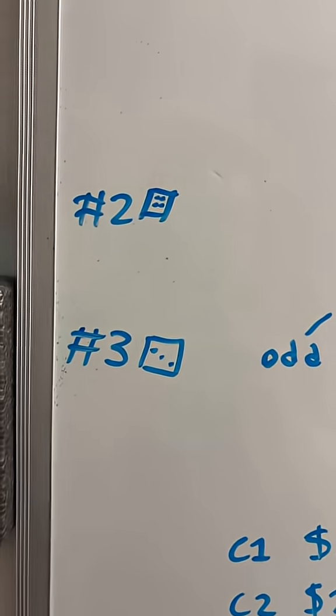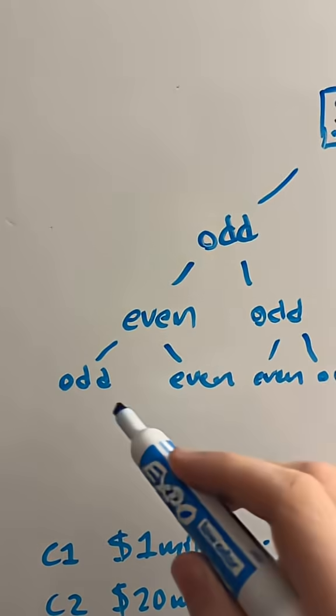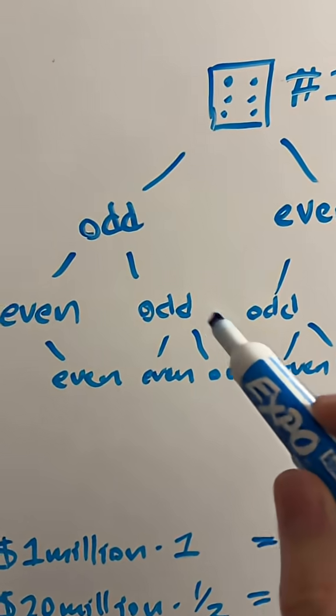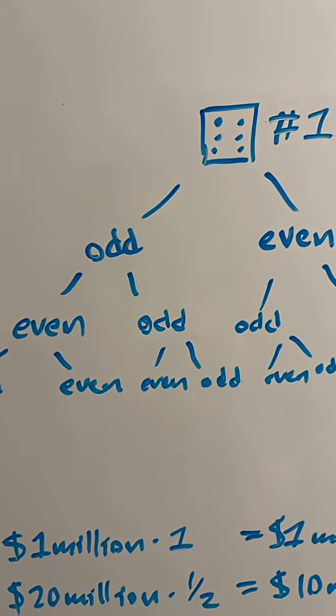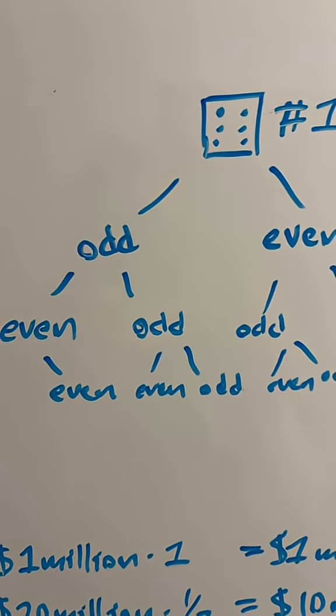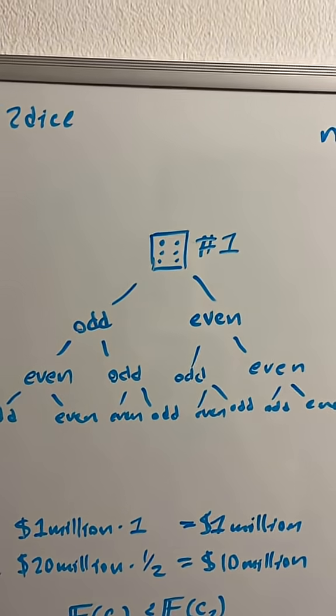If we roll a third die, we can see that this pattern continues. Every even produces an odd or an even outcome, and every odd produces an even or an odd outcome. Therefore, there will always be the same amount of evens and odds. Therefore, for n dice, there will be a 50-50 chance of rolling an odd or an even number.